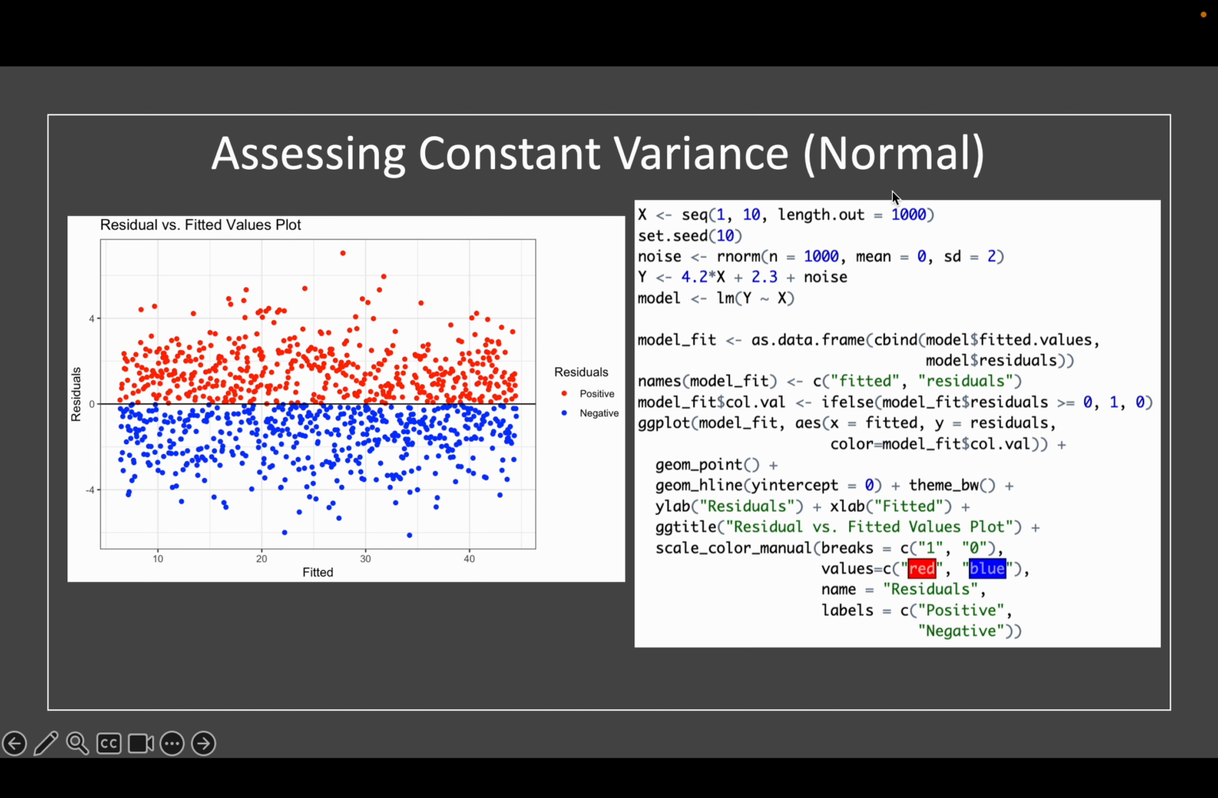Again, I'm using the same model from before. I have the fitted values and the residual values. The fitted values are plotted on the x-axis, the residual values are plotted on the y-axis. And then I'm color coding the points. If the residuals are greater than 0, I'm assigning them a value of 1, and 0 otherwise. The points that are 1 are colored red, while the points that are 0 are colored blue.